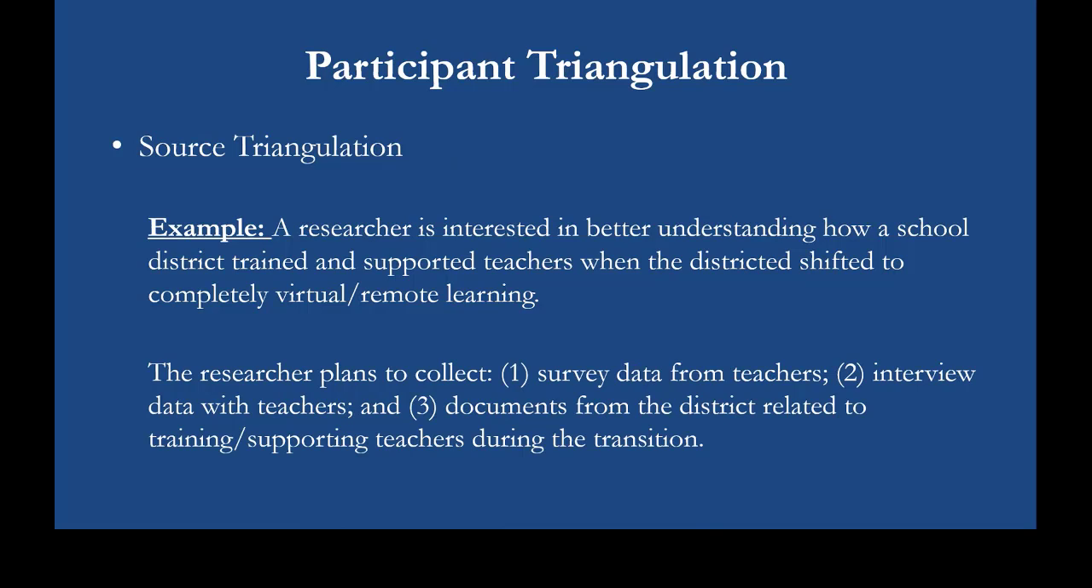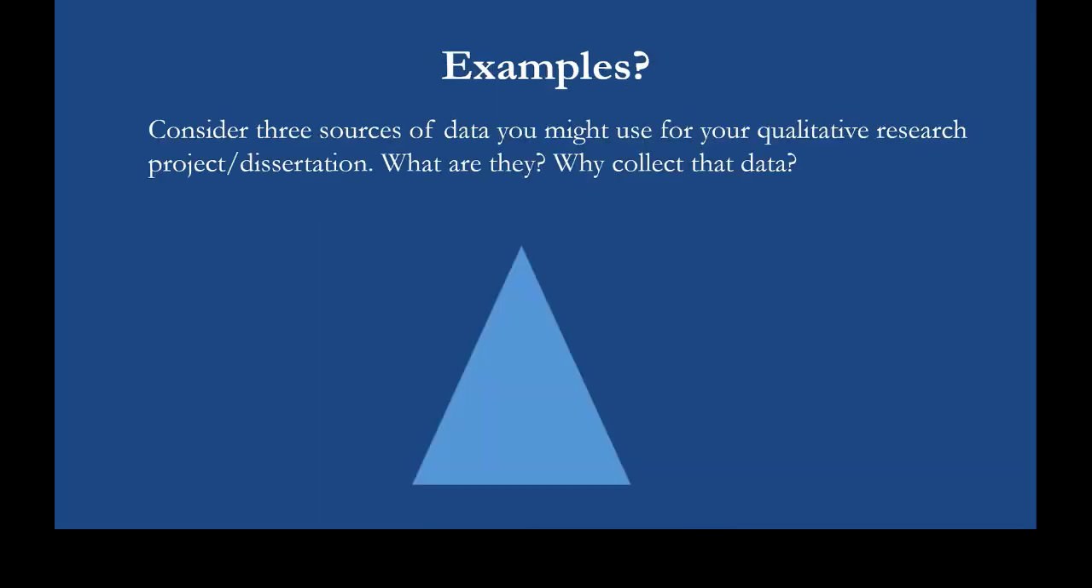Source triangulation with the same example. You could collect a bunch of data, and of course this is a timely topic, but you could survey the teachers about their perceptions on how the district supported them in this transition. After the survey, you could interview those same teachers, and then you could collect documents, let's say from the district, related to training or supporting teachers, and use those 3 different data sources to answer the same research question. So one is participant, one is source.